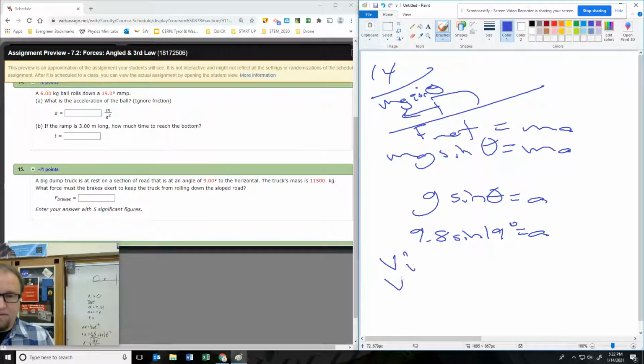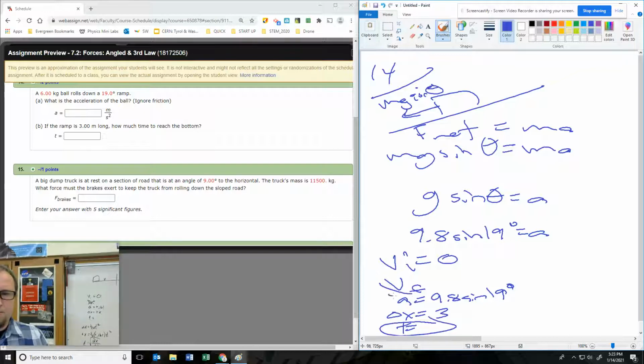V initial, V final, acceleration, displacement, and time. V initial is 0. Acceleration is whatever that is. I don't feel like reaching for my calculator. I want to know, 3 meters, how much time? Not V final, it's my last equation: delta x equals 1/2 a t squared. Plug it in, solve for time.